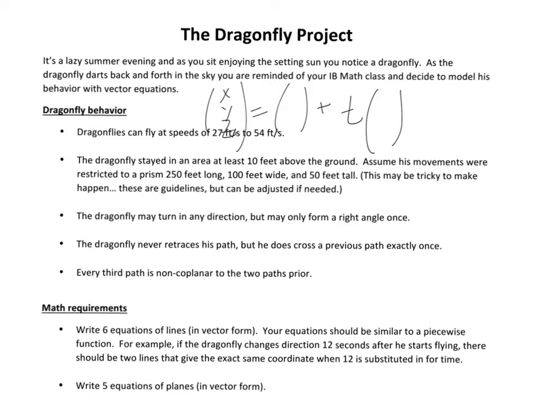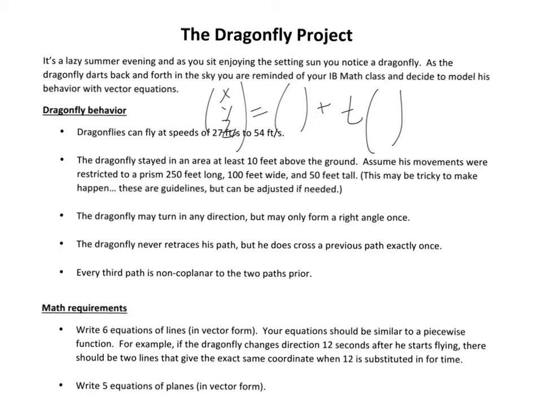It said the next thing: the dragonfly stayed in an area of at least 10 feet above the ground, and then I'm encouraging you to restrict his movements to a prism. Over the years, I have discovered that's easier said than done. So I am less concerned about this part right in here. The only definite restriction is that the dragonfly is not able to burrow into the ground.